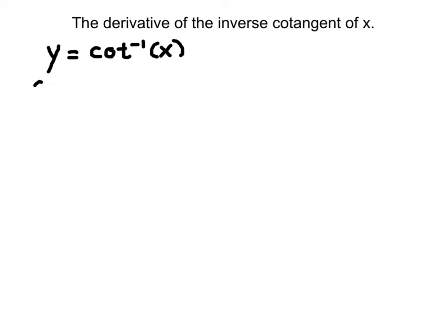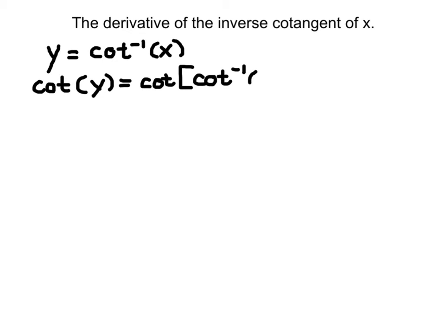So we're going to take the cotangent of y on the left. And on the right-hand side of our equation, keeping it balanced, we're going to take the cotangent of the right-hand side, which is a cotangent of the inverse cotangent of x. And as we've done before, we see here that we are compositing two inverse functions. So what's going to come out of this is our input, which is x. So on the left-hand side, we have the cotangent of y is equal to x.